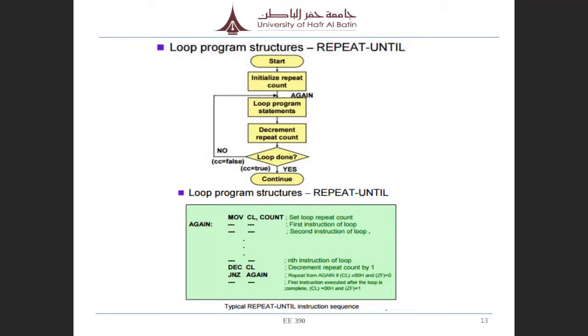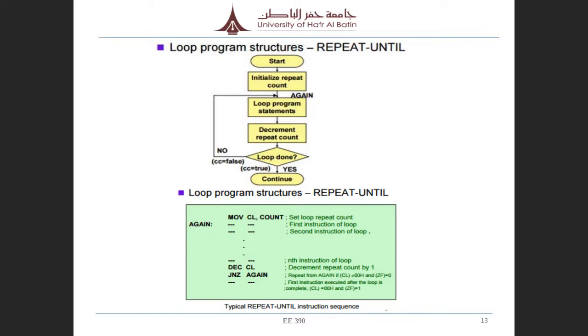Now we have another structure. It's called the repeat-until structure. What is the flow chart for this repeat-until structure? For example, you start, this is the beginning of your program, then you initialize the counter. Can you remember we set the counter? Like for a 5 times loop, we set the counter CX equal to 5. So you initialize the counter value, and then here your loop program starts.